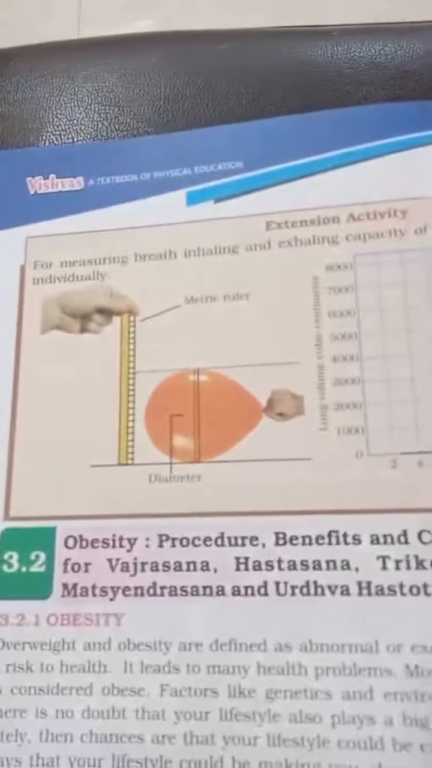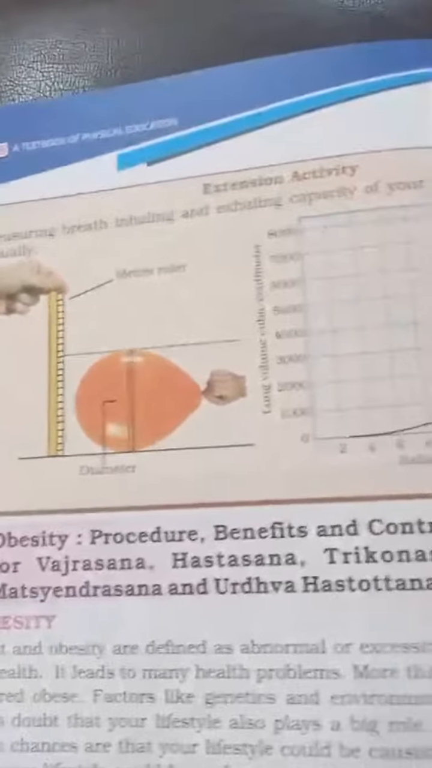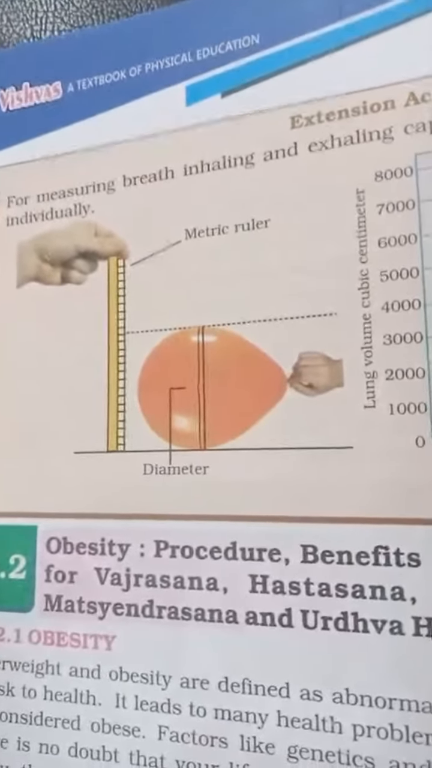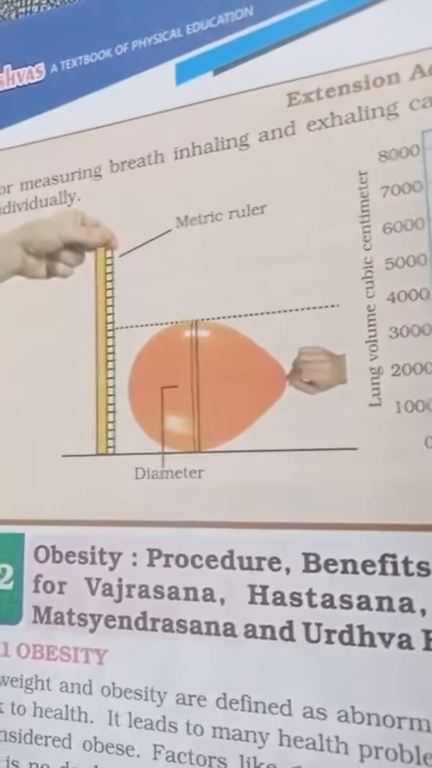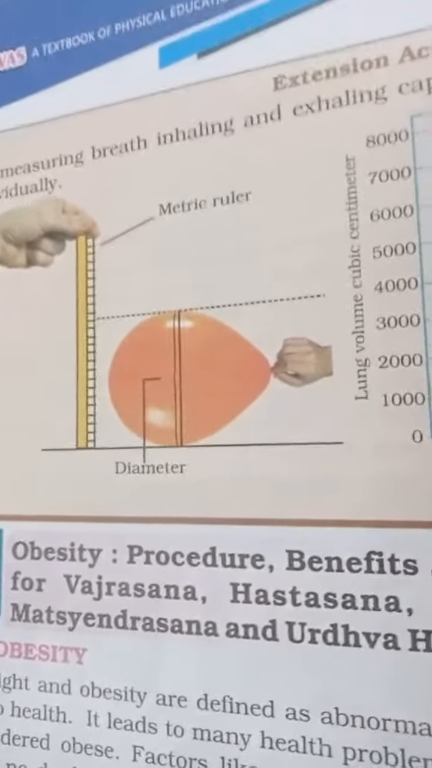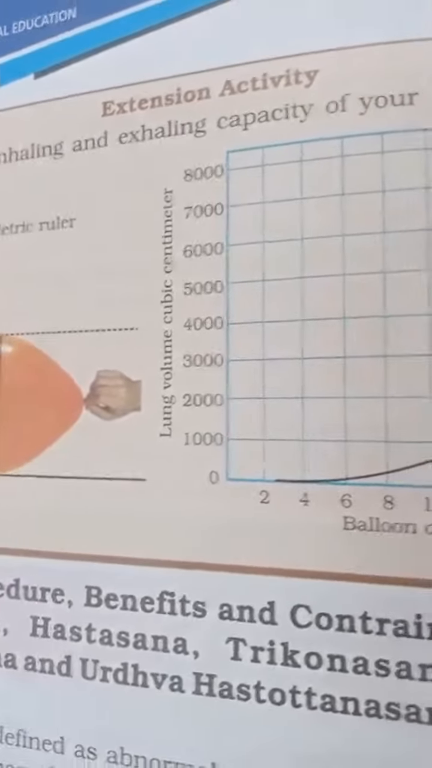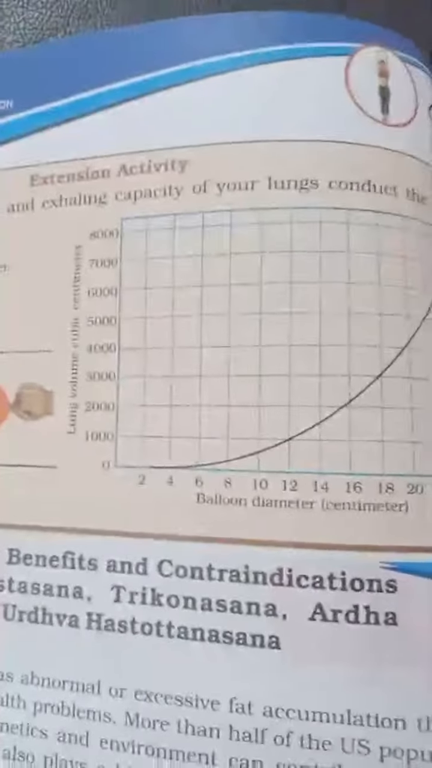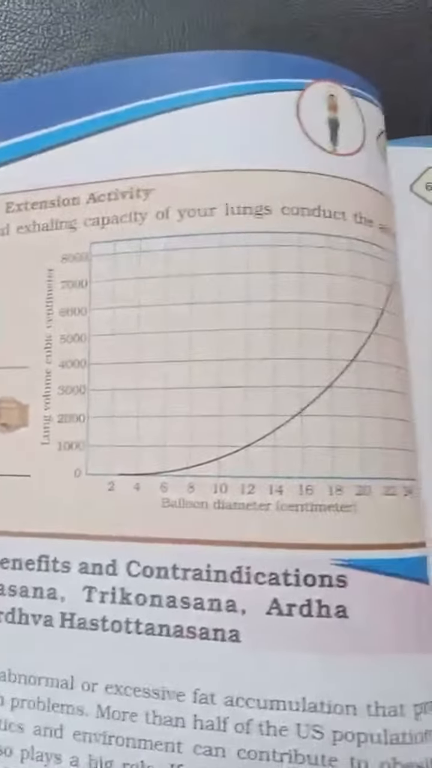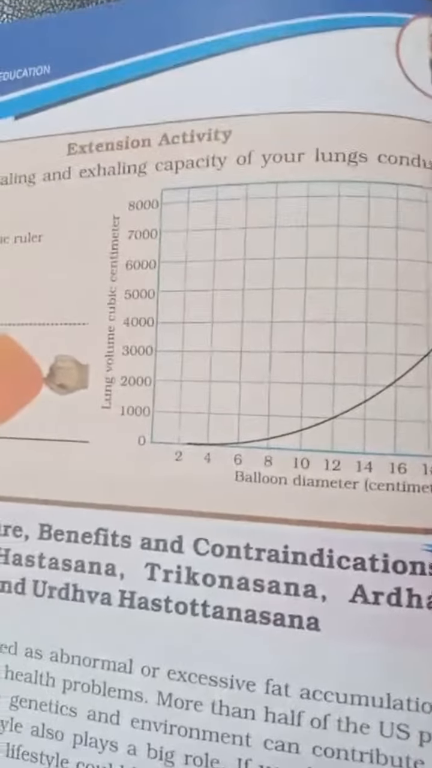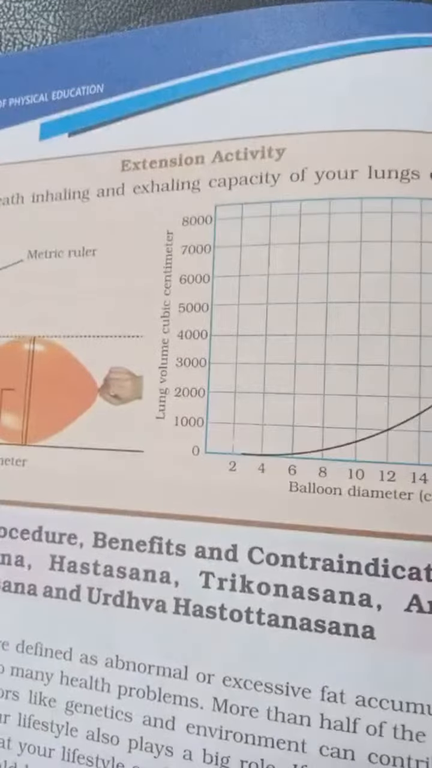So for measuring the breathing, inhaling and exhaling capacity of your lungs, conduct the actions individually. This is the balloon and this is the scale, a metric ruler. So lung volume in cubic centimeters. On your own you can do this and then find out your lung capacity. Okay, so balloon diameter, and then this is lung volume in cubic centimeters.